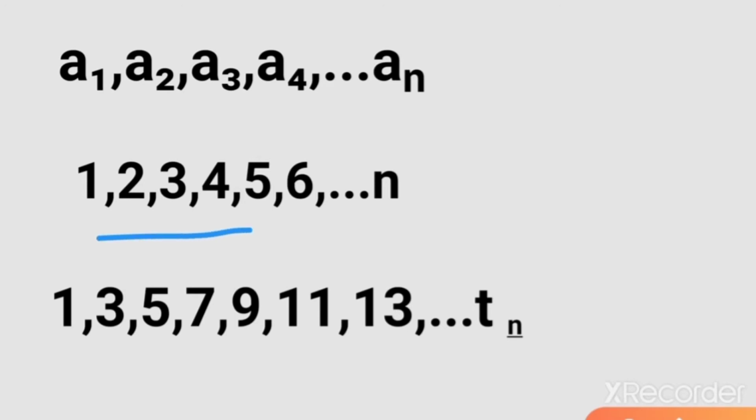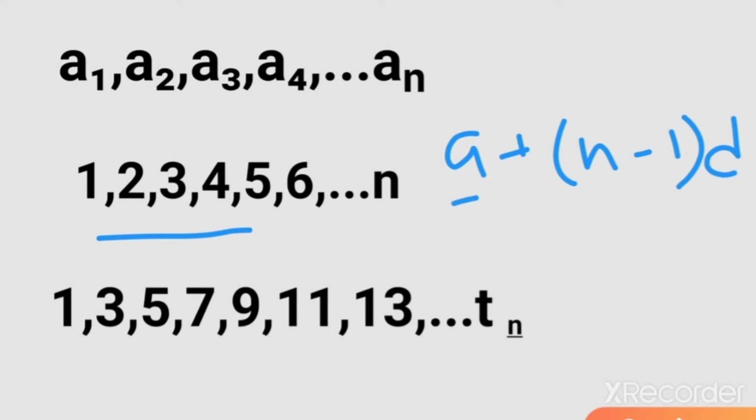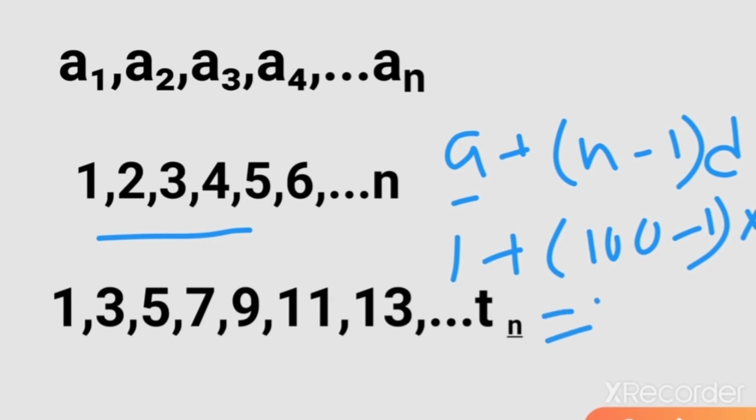So if we talk about this series, here 100 was the 100th term. If we put the formula a plus (n minus 1) into d, here a is equal to 1, n means the 100th term, that means 100 minus 1, and d is equal to 1. So that means 1 plus 99, that is equal to 100. So the 100th term of this series is 100.